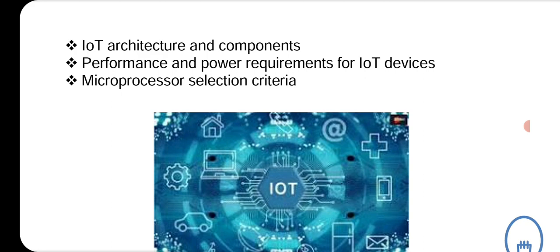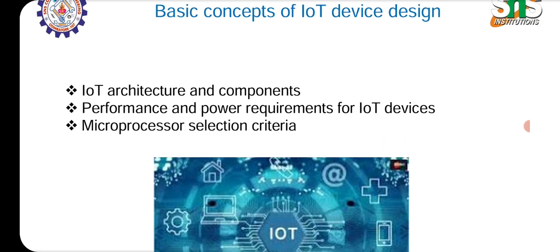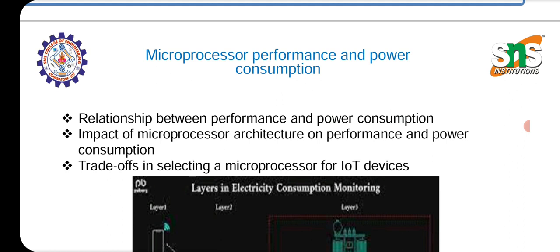Examples of IoT devices include smart home devices such as smart thermostats, lights, and security systems, and wearable devices such as fitness trackers, smart watches, and medical monitoring devices. Next is industrial IoT, and connected vehicles, that is cars and trucks that are connected to the internet and can provide data on their performance and locations, and smart agriculture. So these are some examples of IoT devices. And next we will see about the microprocessor performance and power consumption.